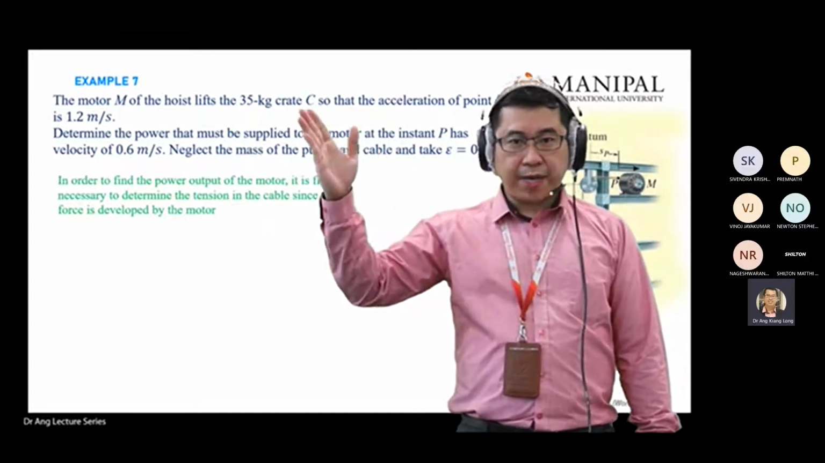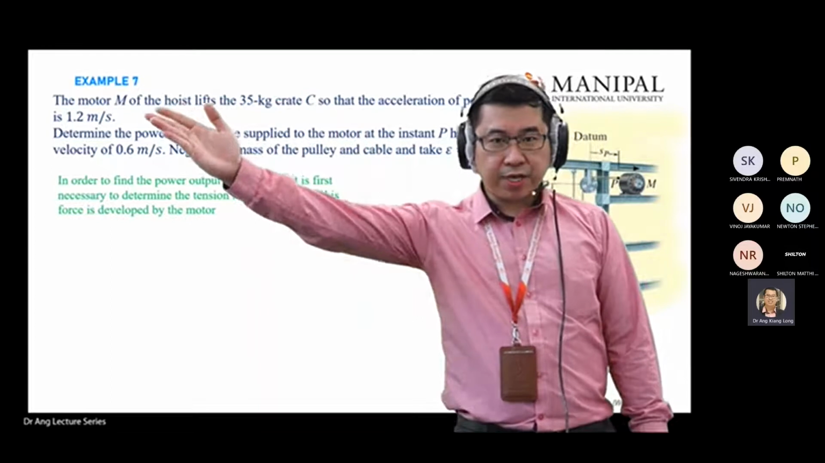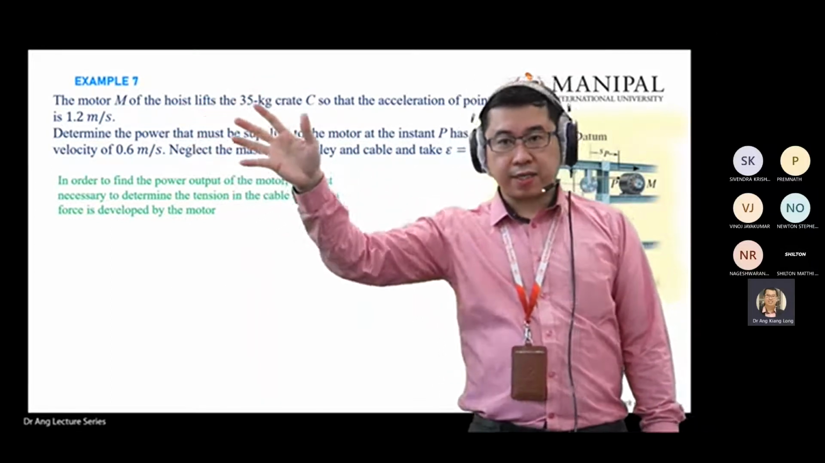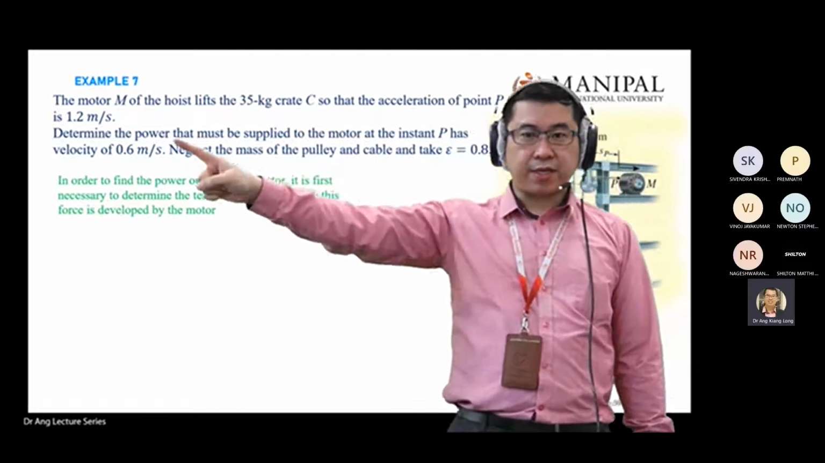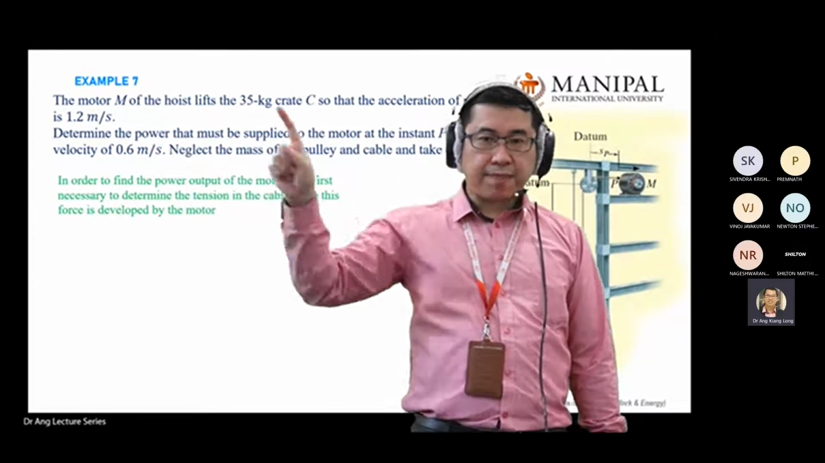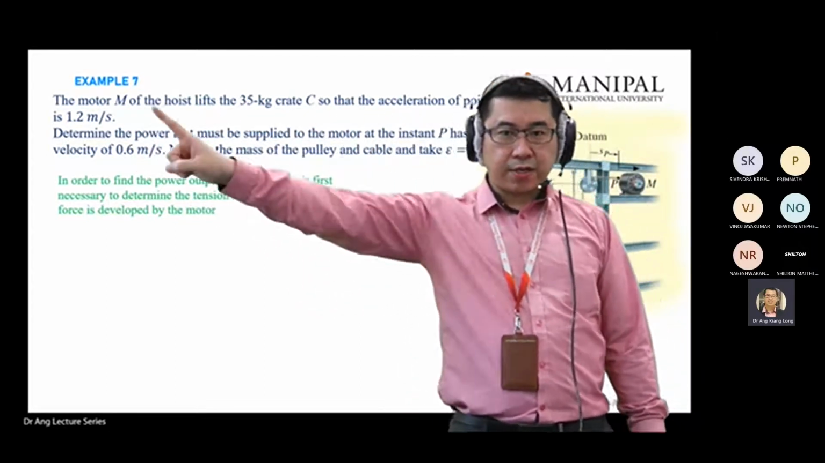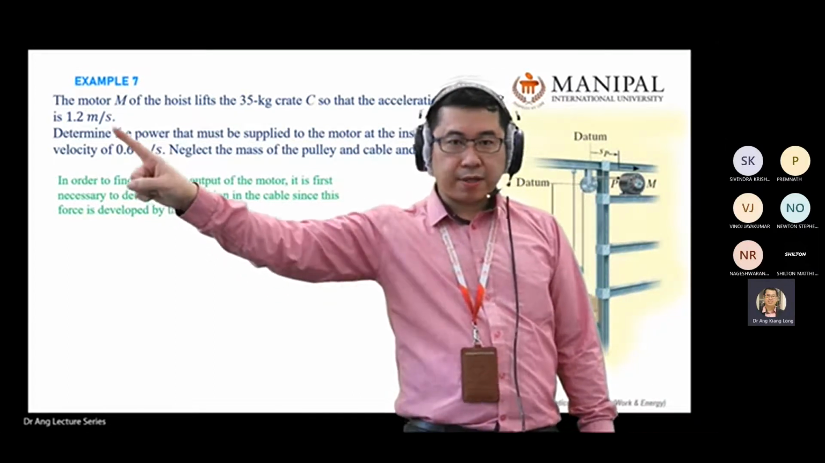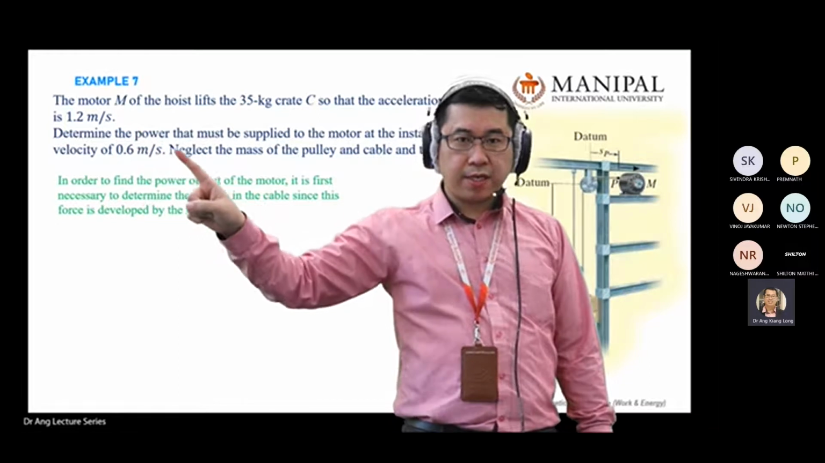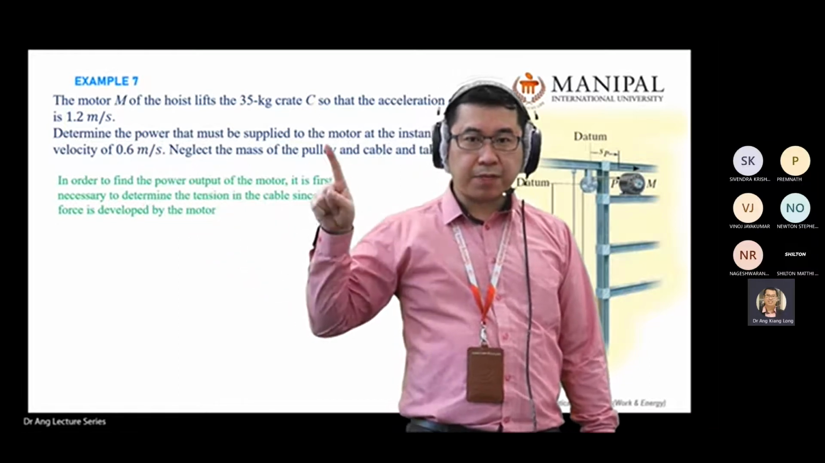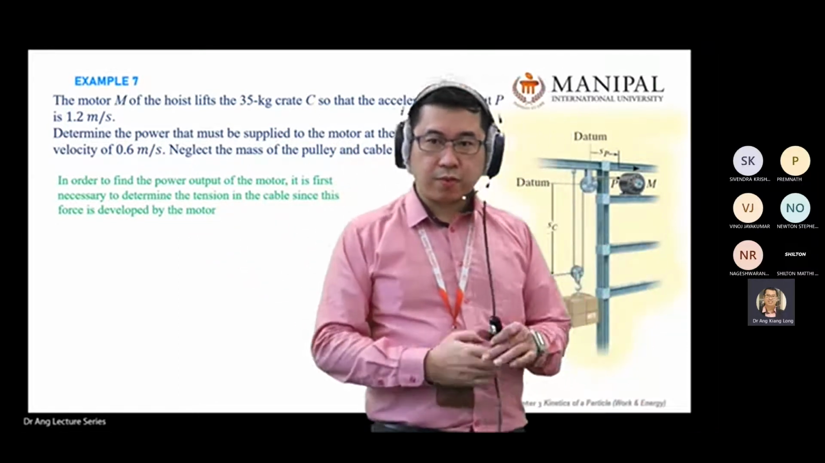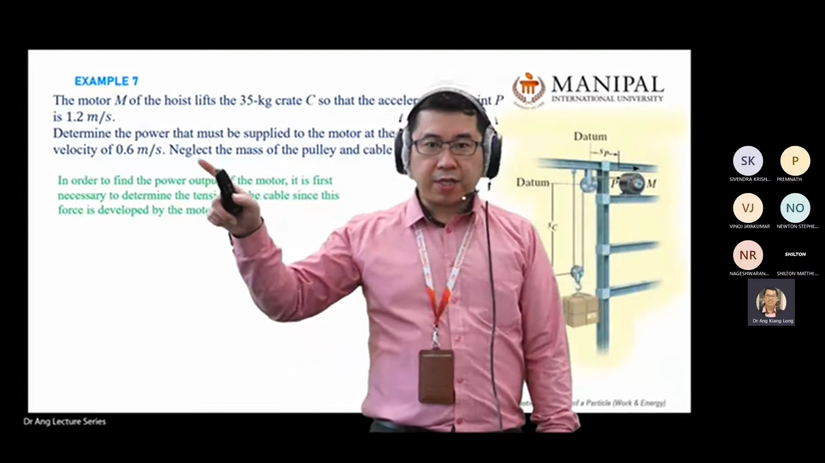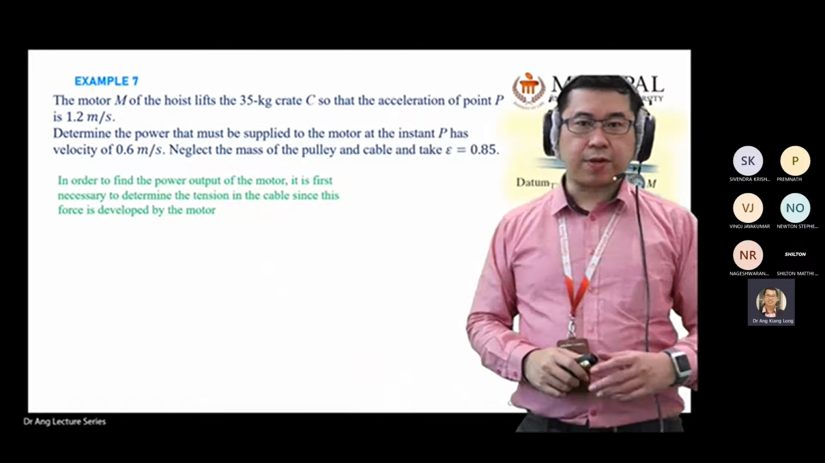Okay, so we have the situation here. We are given the mass, we are given the acceleration. Again, typo error in my slides here. Also, I think the same with your tutorial handouts, there's a typo error inside, because this one is acceleration. So acceleration unit is meter per second square. Determine the power that must be supplied to motor. So you need to calculate something happening to this motor M here. Velocity, and so on.